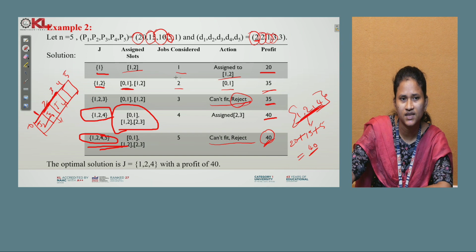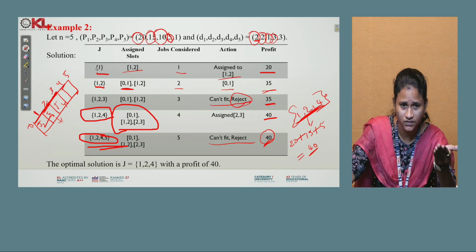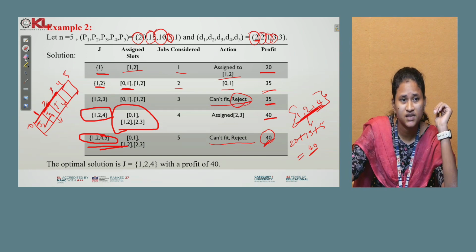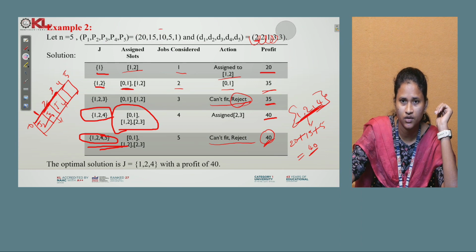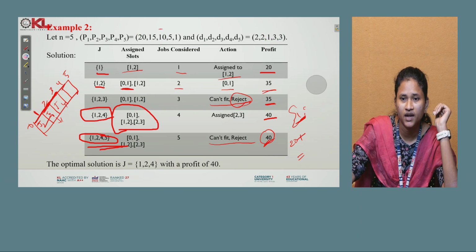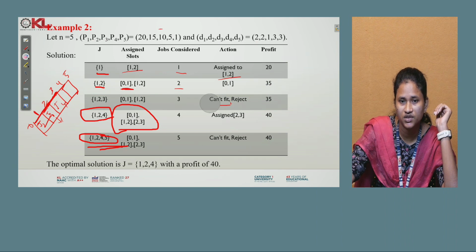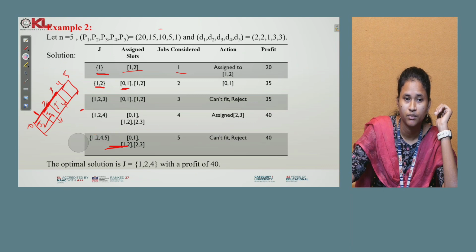Okay, so like this we have to solve using the tabular method, and previously we saw it through the Gantt chart. Generally, we have explained that in the greedy method we have feasible solutions. Among all those feasible solutions we have to identify the best solution. That example we will see now.